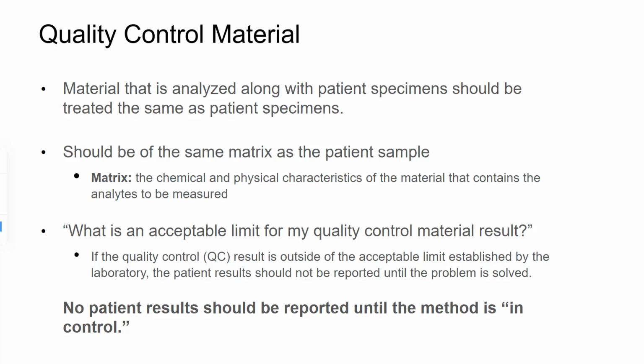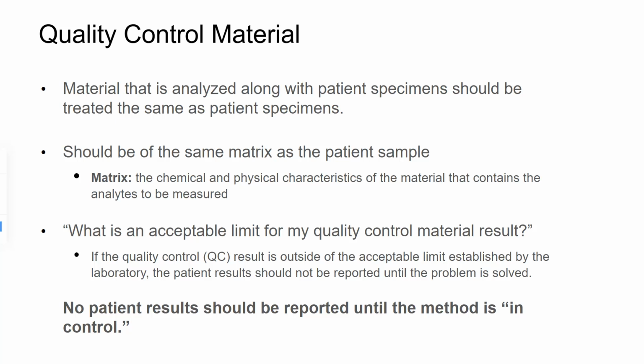Quality control material. This is the material that's analyzed along with the patient specimens, and it should be treated the same as patient specimens. It should be of the same matrix as the patient sample. The matrix is the chemical and physical characteristics of the material that contains the analytes to be measured.